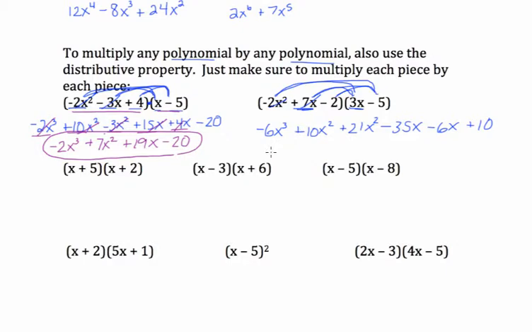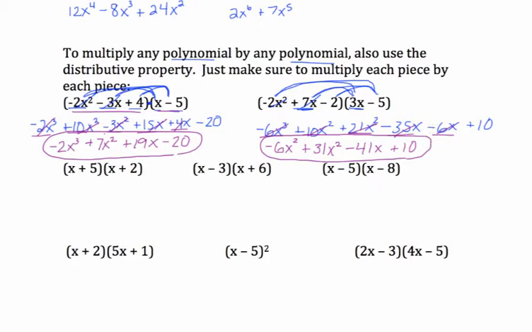So now I add together my like terms. There's only one x cubed term. There's 2x squared terms. Think money. You lose 35 and you lose 6 more. You're way in the hole now. There's my answer.